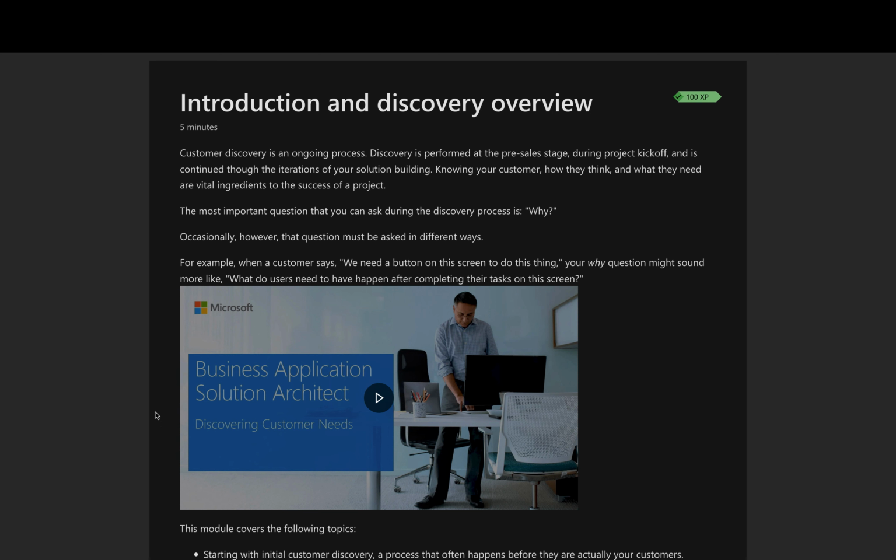Occasionally, however, that question must be asked in different ways. For example, when a customer says, "We need a button on this screen to do this thing," your why question might sound more like, "What do users need to have happen after completing their tasks on this screen?"